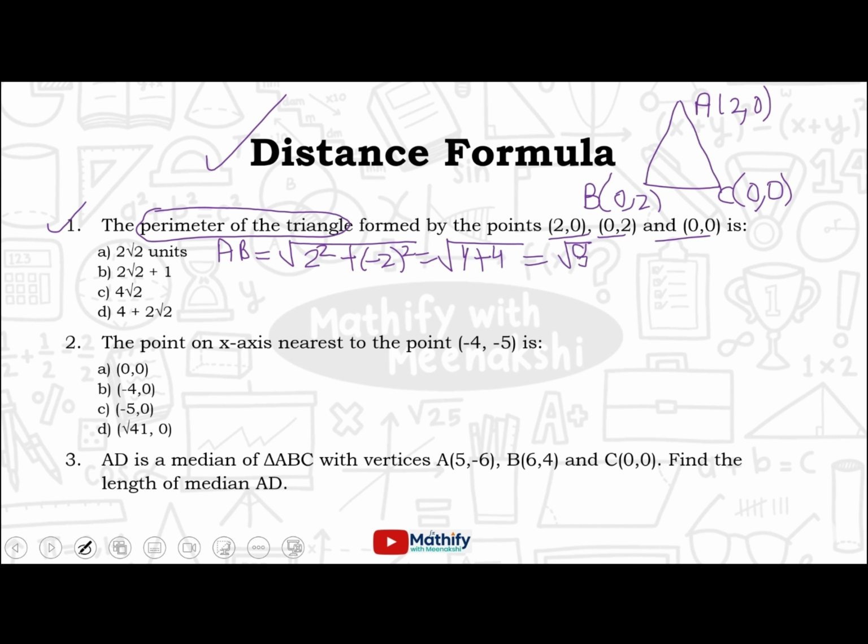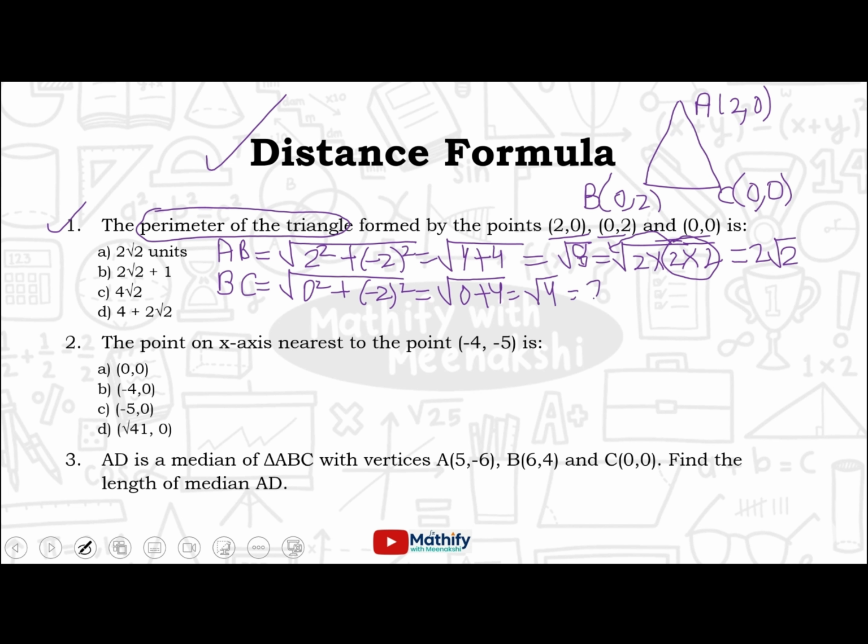Now you know what is root 8? That you can write as 2 into 2 into 2. You can just take the prime factorization. One pair will come outside, so it becomes 2 root 2. Now we'll find BC. Again, we'll take the difference of x coordinates. It doesn't matter, you can find 0 minus 0 in any order. So I'm writing 0 square plus here (0 minus 2) square, that is (minus 2) square. It will give you 0 plus 4. And what is root 4? That is 2.